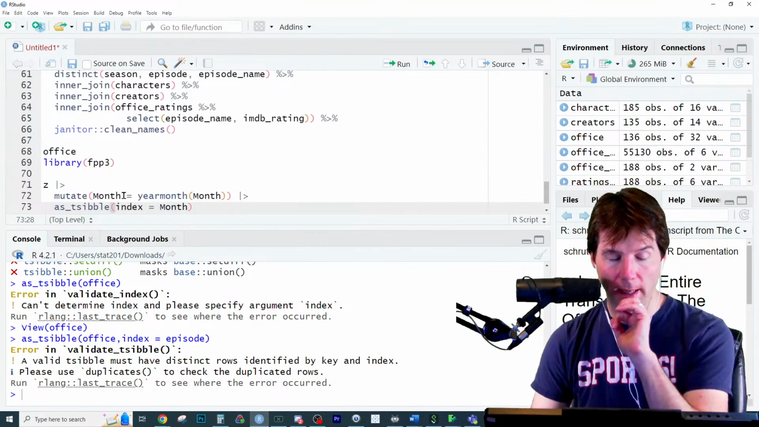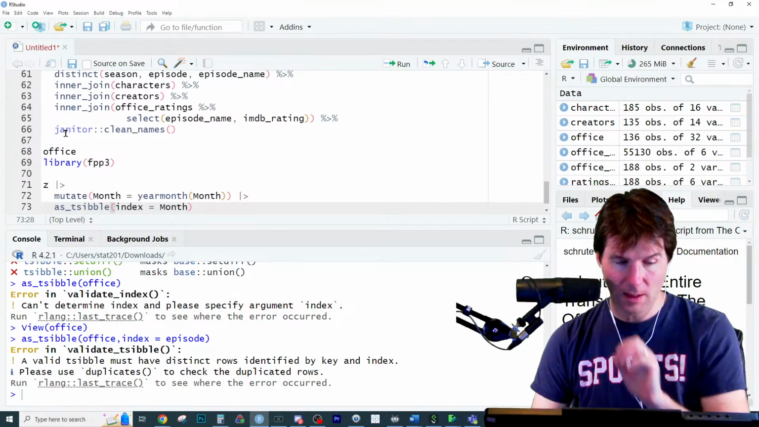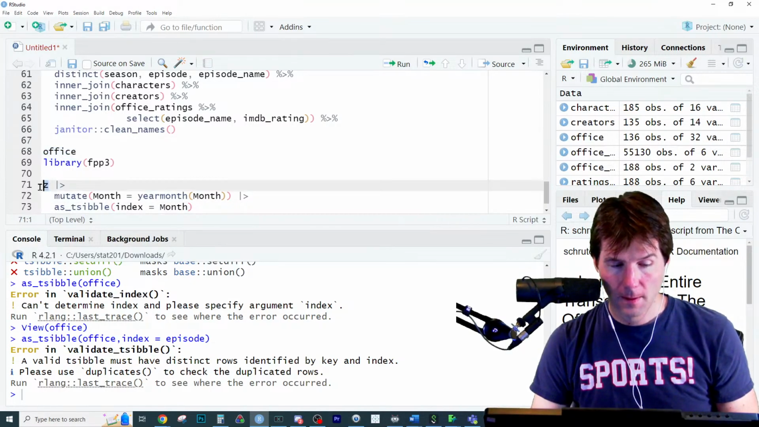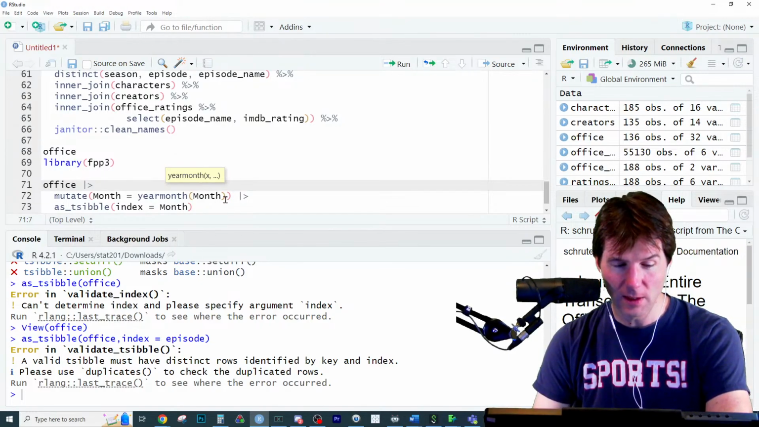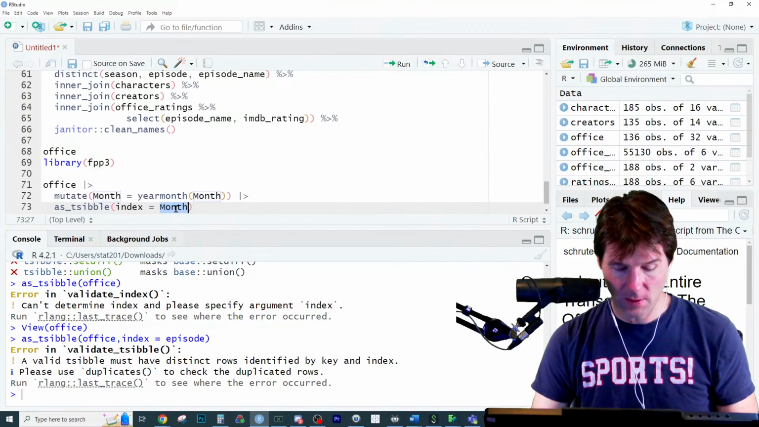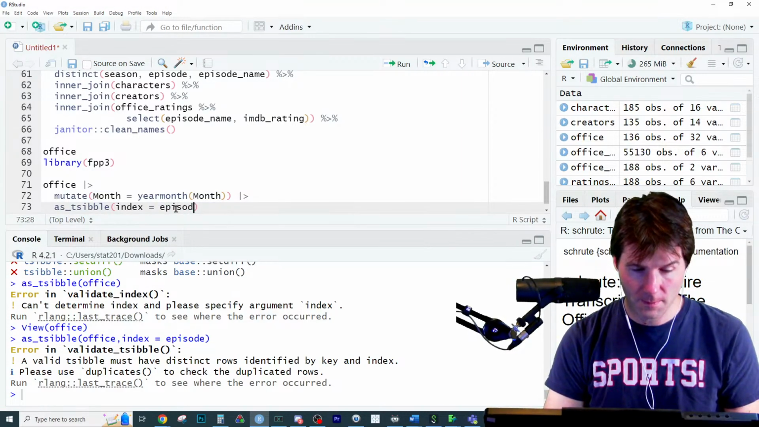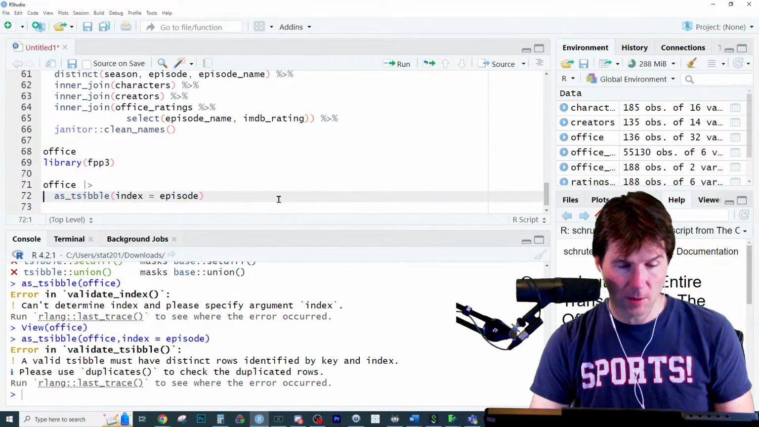And they used the new pipes. Mutate month, year into month. Okay, we want to take object office, pass it through right here into the mutate. I don't think we need that. as_tsibble index equals episode. But it's mad about that. Yeah, we could try to... We'll take this out for the moment.